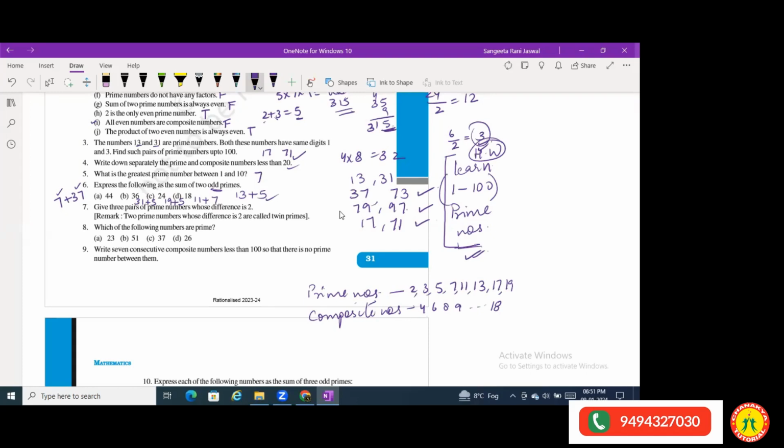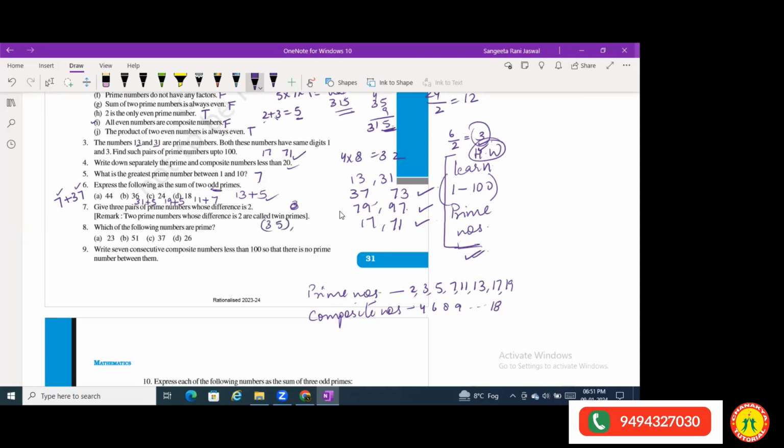Okay, now give 3 pairs of prime numbers whose difference is 2. Ma'am, 3 and 5. These are triplet primes. Ma'am, 3 and 5, 5 and 7. But we are talking about pairs. What is this question saying? Give 3 pairs of prime numbers with difference 2. So that means twin primes you have to say. Ma'am, 3 and 5, 5 and 7, and 11 and 13.